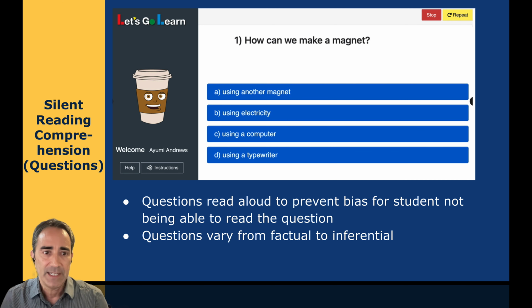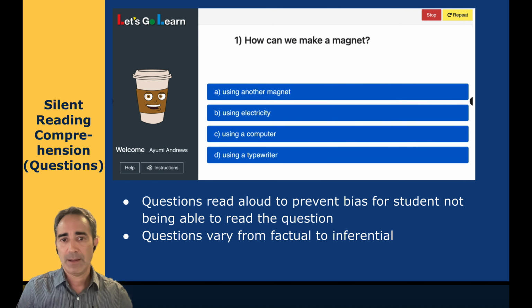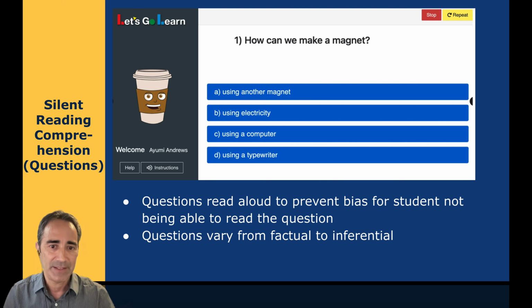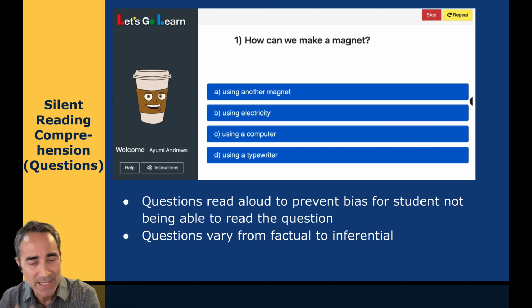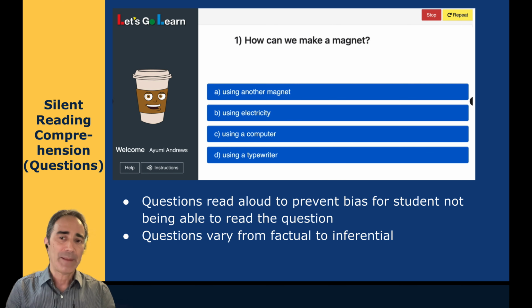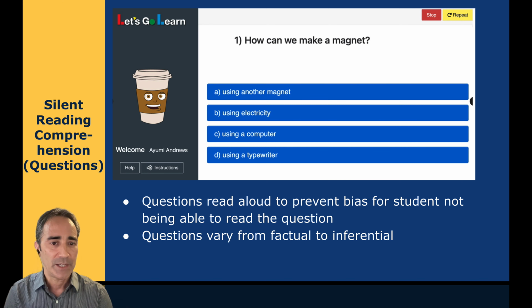All right, here's just an example of one of those questions. So how can we make a magnet? And then the student goes through. We do read the questions out loud because we're not trying to test whether they can read the questions. We want them to read the passage silently to themselves, and then we give them questions. And so we control for that by having audio support on the questions.